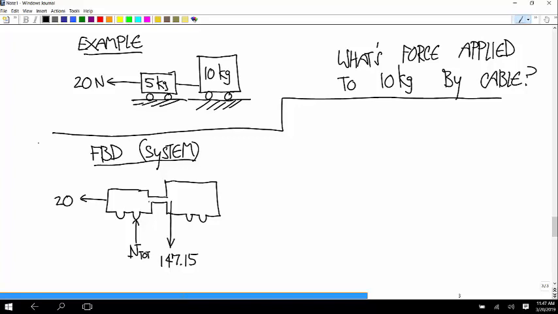Yep. Just because I didn't ask for it. Like if I had made a part C that said, what's the normal force acting on the wheels of the 5 kilogram cart, then you'd want to calculate the N5.